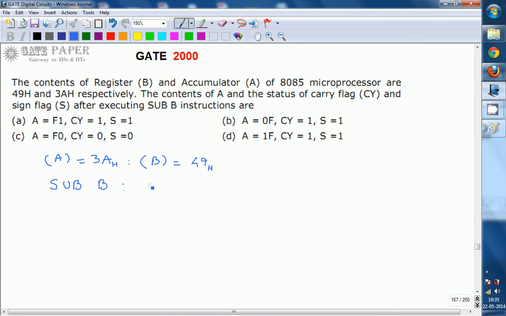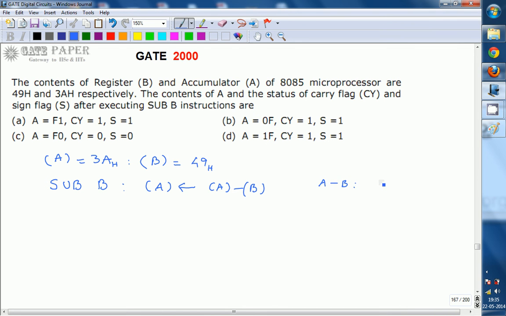So the accumulator is going to be loaded with the result of subtraction of B from A. B will be subtracted from A, and the result is loaded into the accumulator and the flags will be affected. What flags will be affected, we will see after the subtraction. So now we have to subtract the B contents from the A contents. A minus B we are going with.